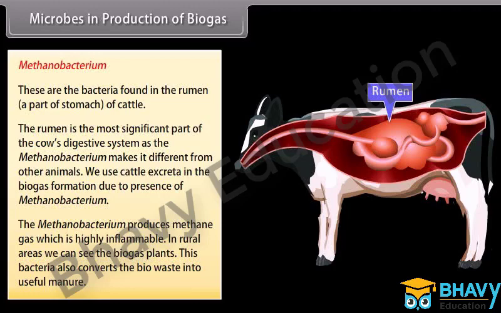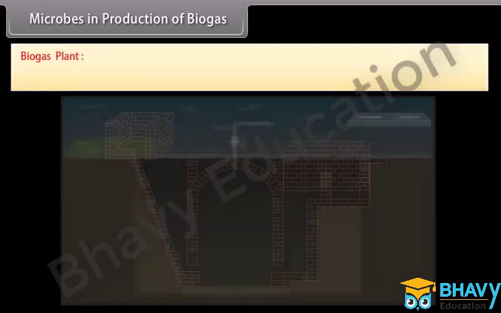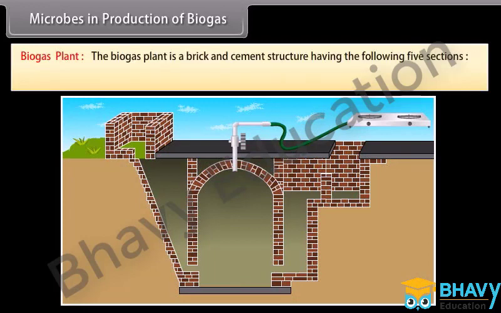In rural areas, we can see the biogas plants. This bacteria also converts the biowaste into useful manure. Biogas plant. The biogas plant is a brick and cement structure having the following 5 sections.